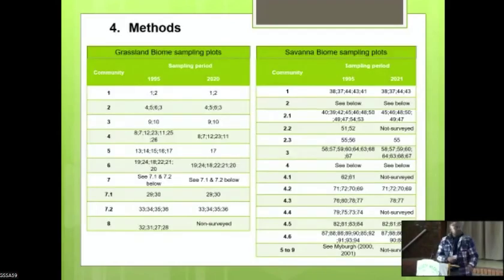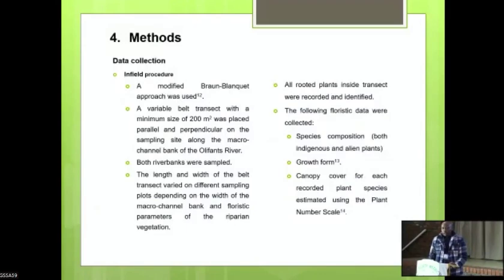So basically, this is all the sampling plots and the representative communities that were resurveyed in 2020 and 2021. The field procedure involved the modified Braun-Blanquet approach, whereby we used a minimum variable belt transect of 200 square meters. So both riverbanks were surveyed.